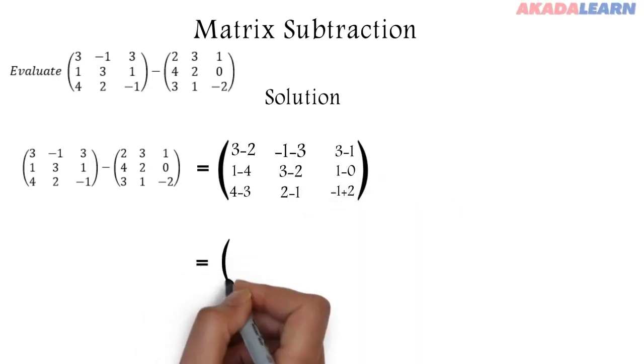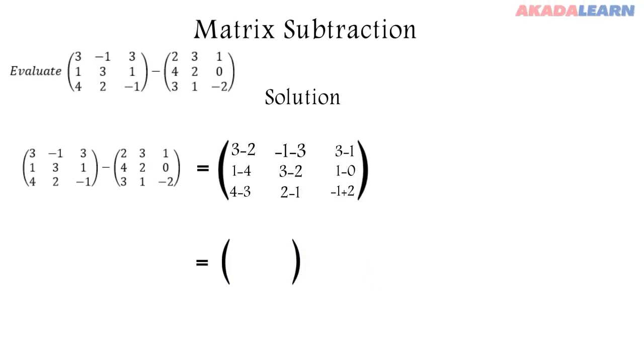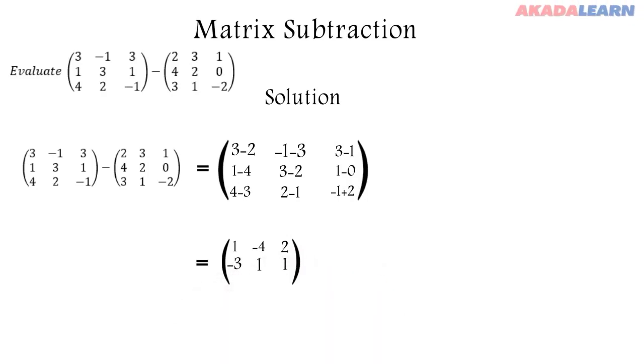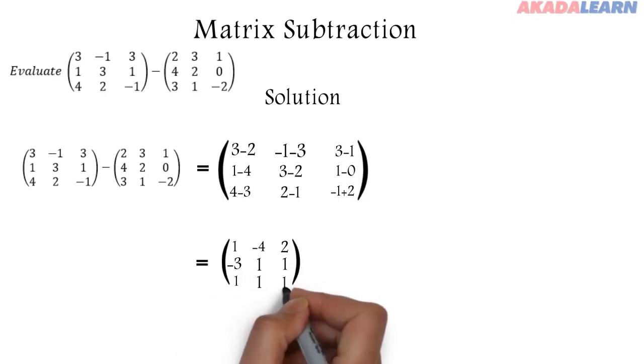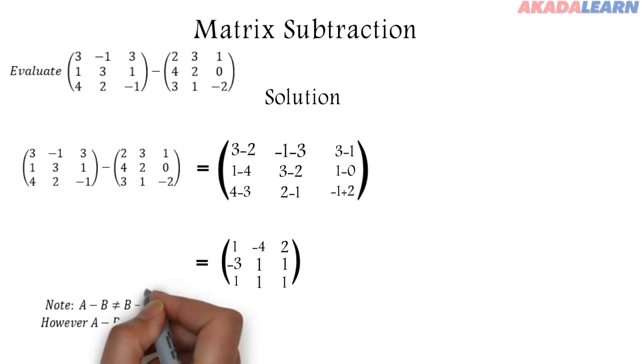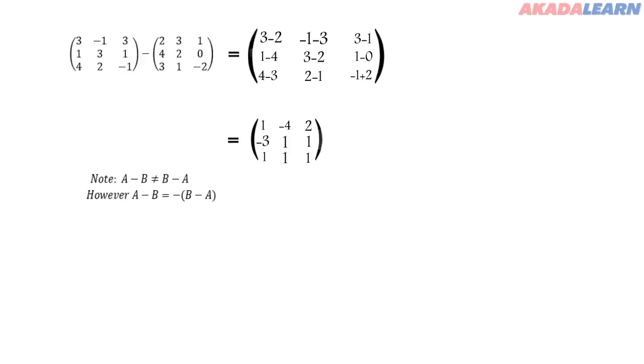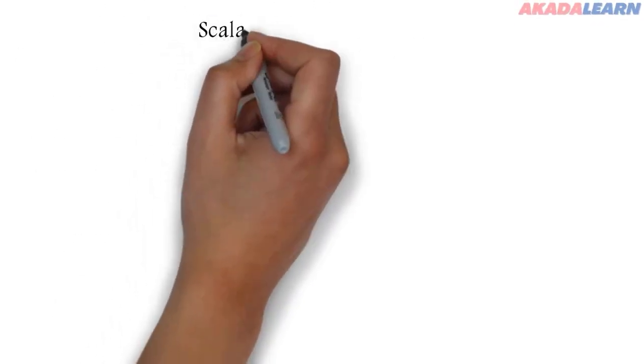So let's do the subtraction now. 3 minus 1 is 2, minus 1 minus 3 is minus 4, 3 minus 1 is 2, that way. 1 minus 4 is minus 3. So we subtract each of those numbers and we have the result right there. So note, A minus B is not equal to B minus A, but A minus B is equal to minus open bracket, B minus A.